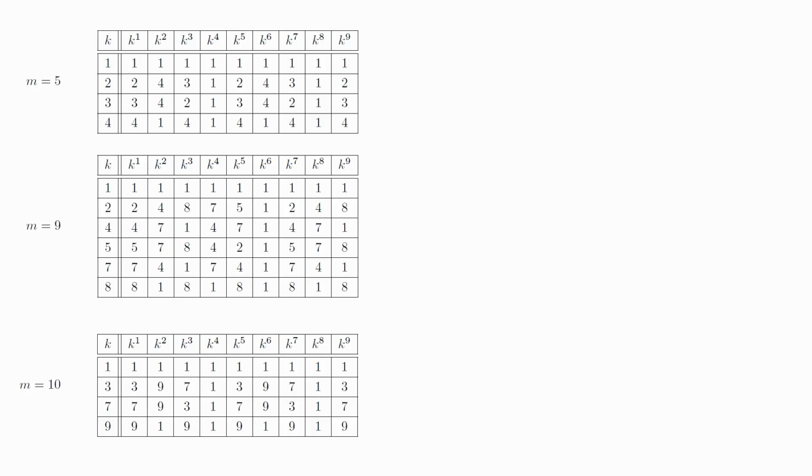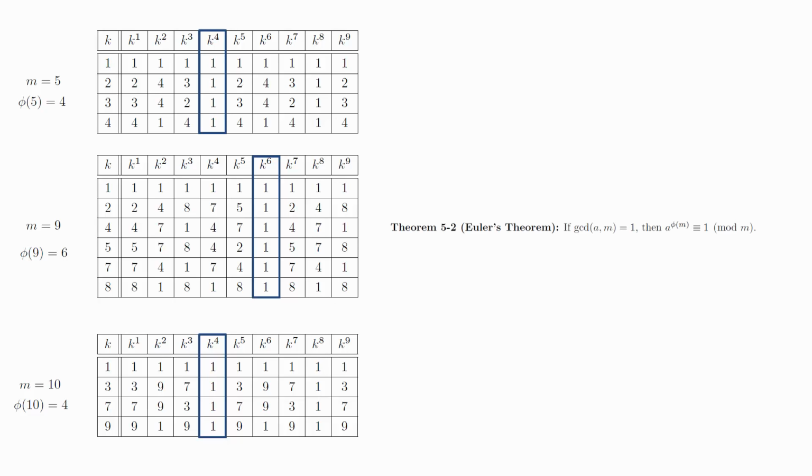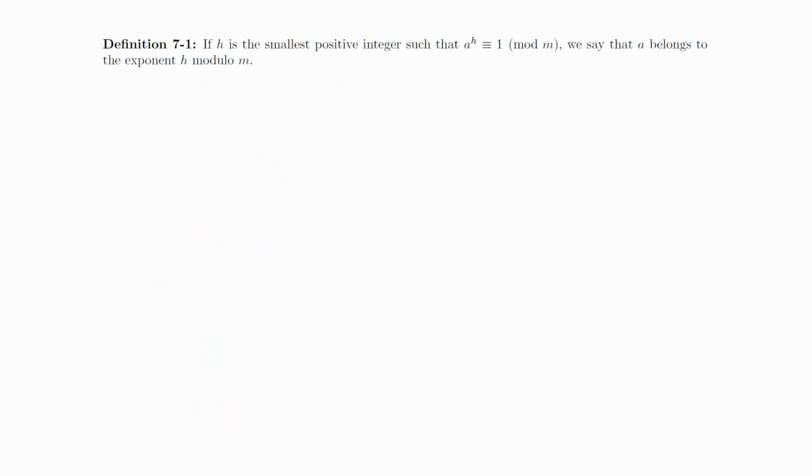There are some patterns that we can immediately observe. The first is that for any a in Zm star, a to the phi of m is congruent to 1 modulo m. We actually already knew this, as it's just Euler's theorem from section 5.2. But you might also notice that some elements reach 1 sooner than that. This leads us to our first definition. Definition: if h is the smallest positive integer such that a to the h is congruent to 1 modulo m, we say that a belongs to the exponent h modulo m.